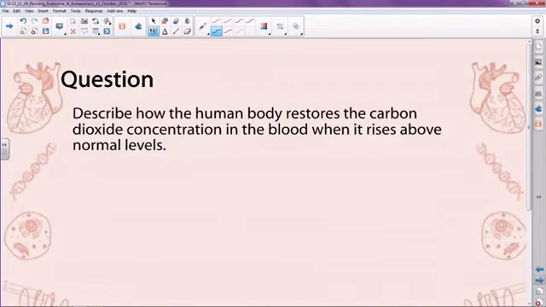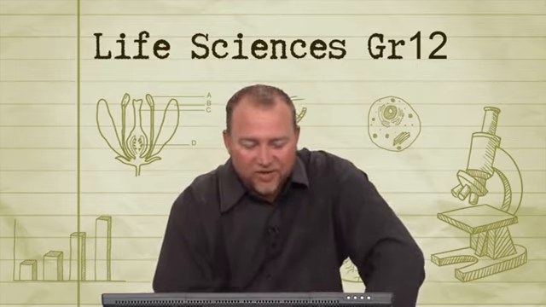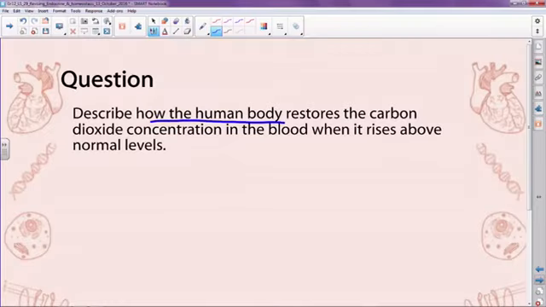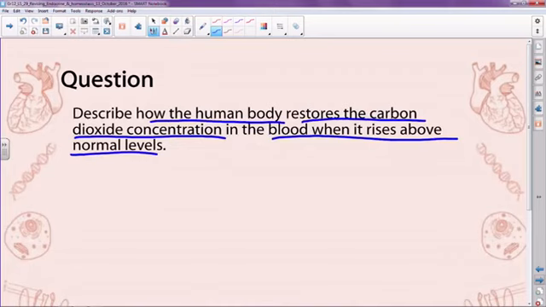And let's change it a bit. Let's get a little bit more complicated. Okay, here's the next question. Have a look at this. Describe how the human body restores the carbon dioxide concentration in the blood when it rises above normal levels.